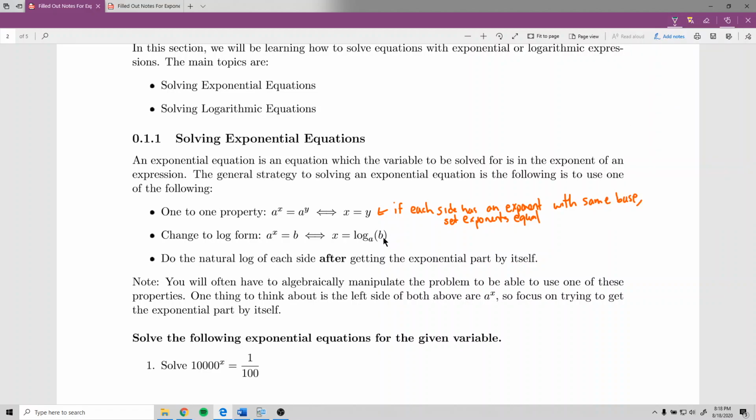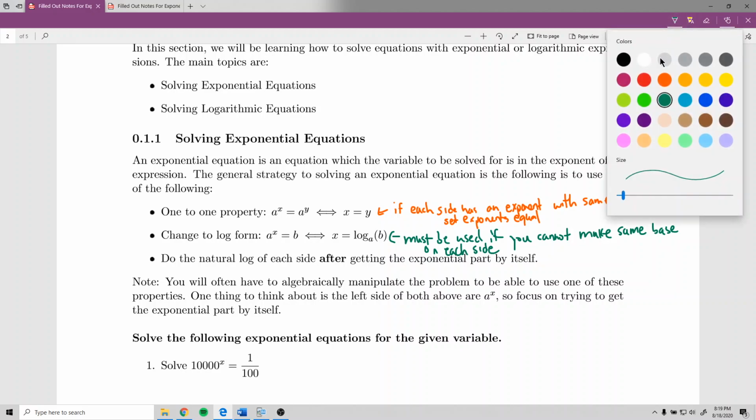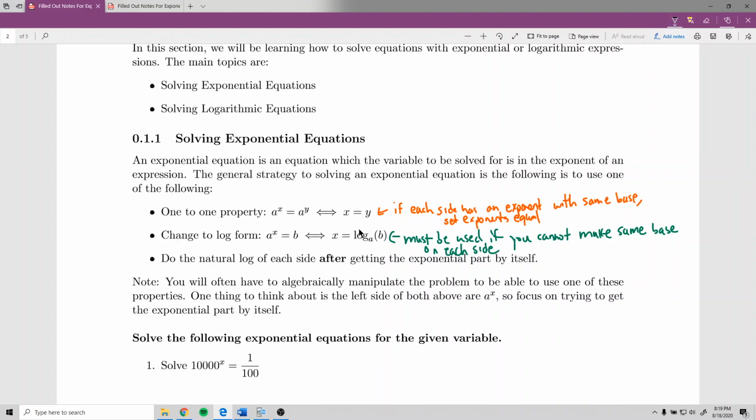The other way always works. If you can use the one-to-one property, it's usually quicker. But if you can't, the other way is to switch to log form. You must use this if you cannot make the same base on each side. We're going to use one of those two in all the problems. I'll show you the one that's better in each one and explain why it's better.